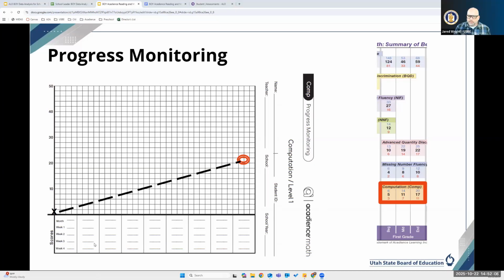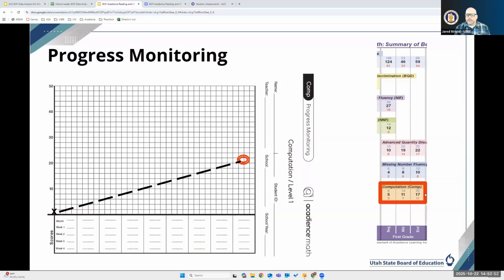So as far as math, everything with progress monitoring aligns with what reading does, but it's important to also pay attention to where the student is going and trying to get them to that goal at the end. This slide is just showing paying attention to the beginning scores and then where the middle and end of year are.